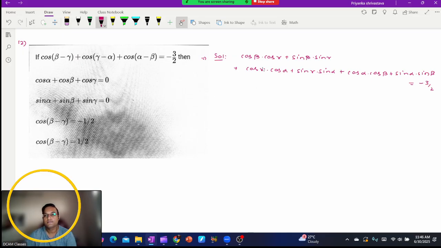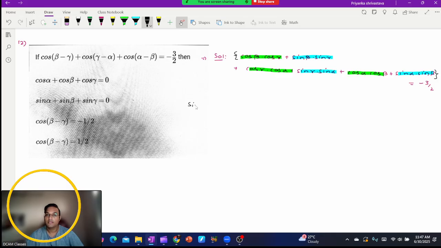Now if we see, we're getting here the value of this whole term is minus 3/2. Means what? These are three separate terms: cos alpha, cos beta, cos gamma, cos alpha, and these are separate three terms: sin alpha, sin beta, sin gamma, sin alpha. Now see, do you remember that formula?